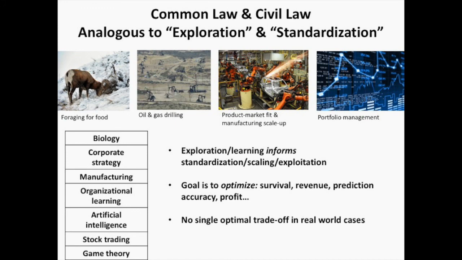Oil and gas drilling. We just don't drill an oil well anywhere. We explore first, and when we find a promising area, then we concentrate on that area. Product market fit and manufacturing. Before scaling up a large-scale manufacturing plant, we, of course, do market testing to make sure there's demand for that product. And, of course, there are risks in every case, aren't there, because the environment can change, and that big investment that we've made in manufacturing plant can shift. So you can see there's an optimization problem.